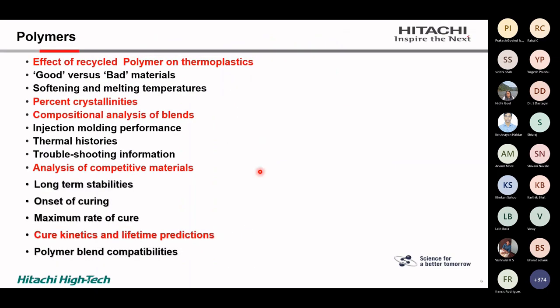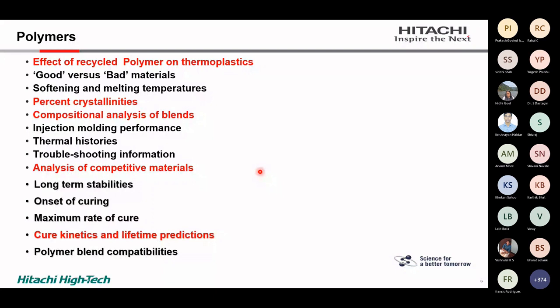Just to move further about the application, for people working in the polymer industry or polymeric applications, you can see over here that a single technique called DSC will give you such a huge range of applications by using a single instrument called DSC.